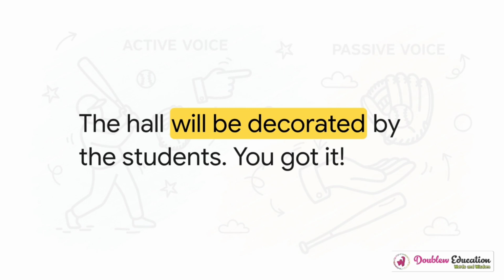It is, "the hall will be decorated by the students." The hall becomes the new subject. It's future tense, so we use will be, and decorate becomes decorated. Did you get it right? If you did, fantastic. You have totally nailed this concept.